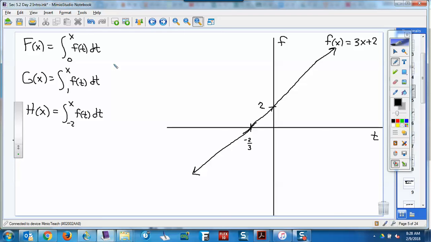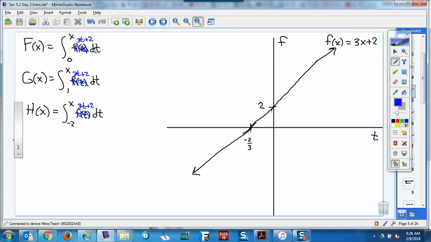So here's our little f. So I could put a 3t plus 2 in here, right? I could put 3t plus 2 here, 3t plus 2 could be here in place of the f, right? So they just have different left endpoints, okay?